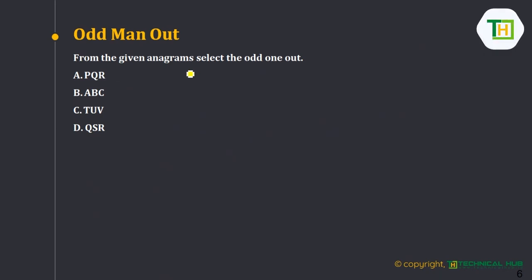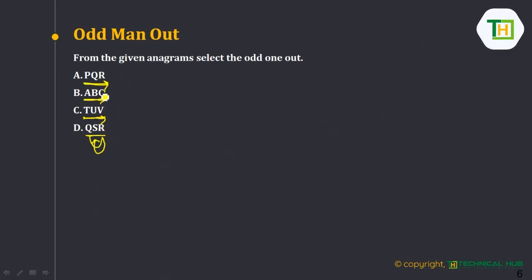Next one is odd one out among the given. PQR, three consecutive letters. ABC, three consecutive letters. TUV, three consecutive letters. But QSR is not in alphabetical order. It is Q, R and S, so PQRST. Here TUV, ABC and PQR are absolutely in the correct order.